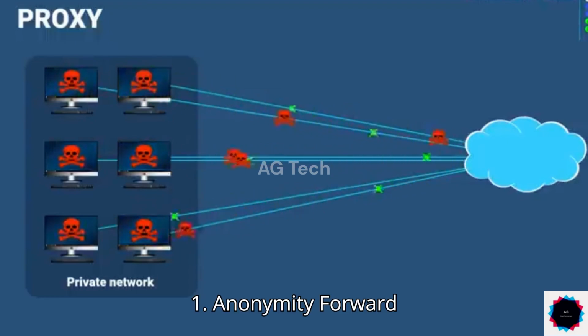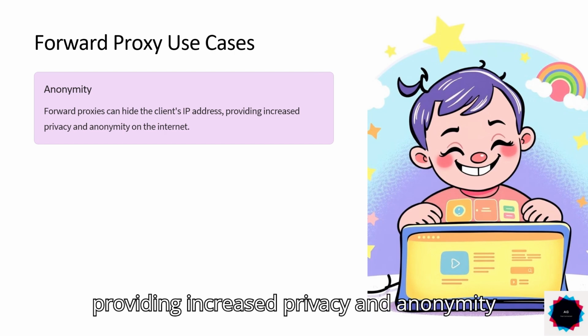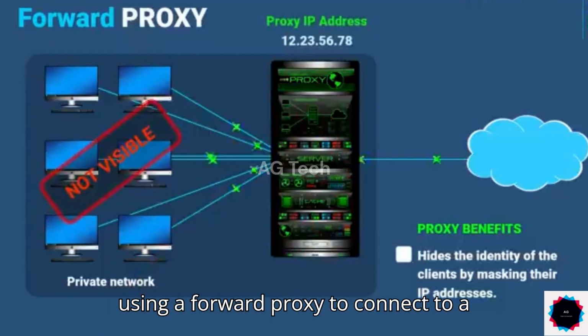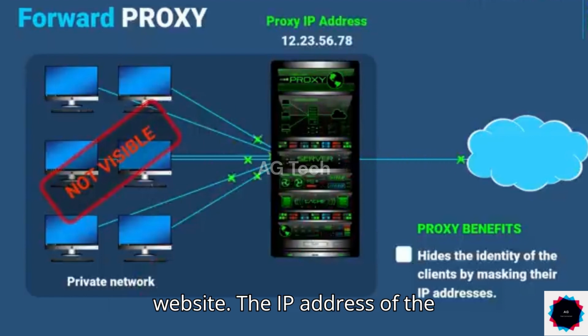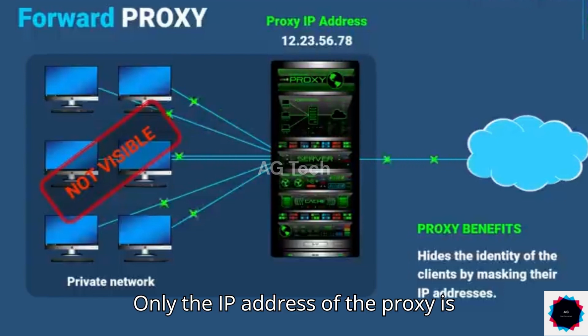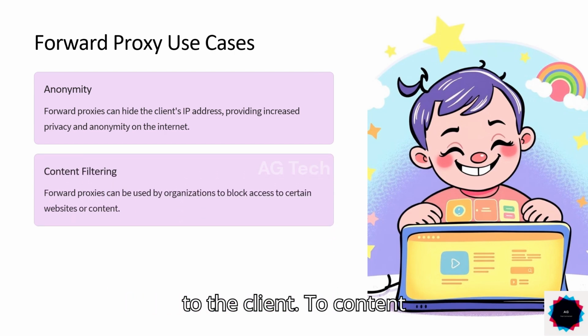Anonymity. Forward proxies can hide the client's IP address, providing increased privacy and anonymity on the internet. A forward proxy protects the client's online identity. By using a forward proxy to connect to a website, the IP address of the client is hidden from the server. Only the IP address of the proxy is visible. It would be harder to trace back to the client.